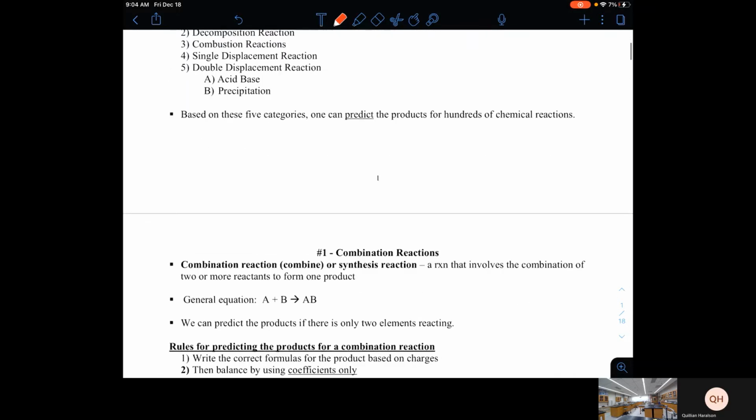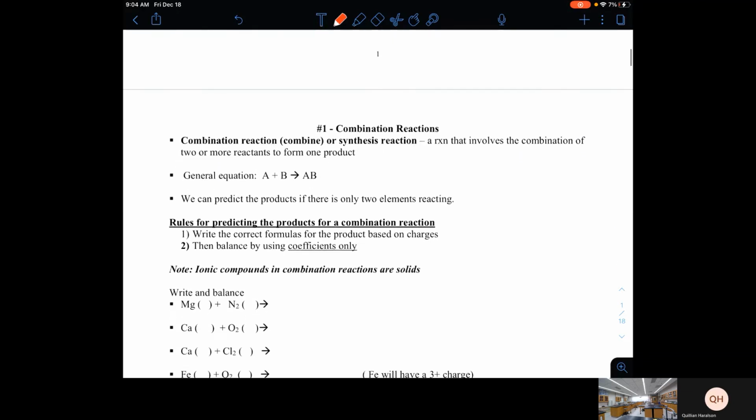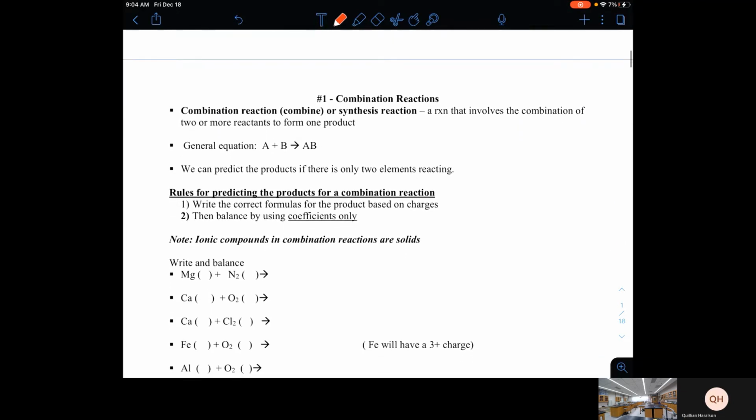The first reaction that we're going to look at is our combination reaction. The definition simply says a reaction that involves a combination of 2 or more reactants to form one product. That's why we have this generic equation that says I've got A and B, which are my reactants, and they come together to produce one product. In a combination reaction, regardless of how many reactants you have, they'll come together to produce the products.